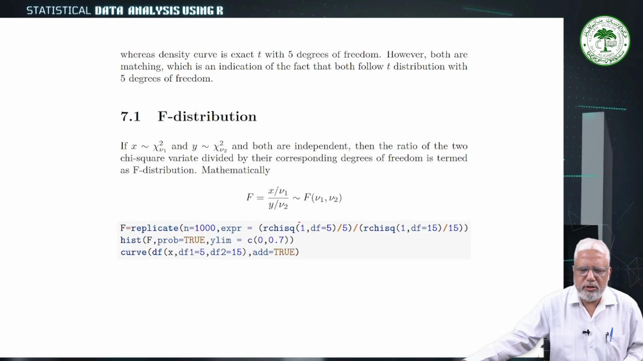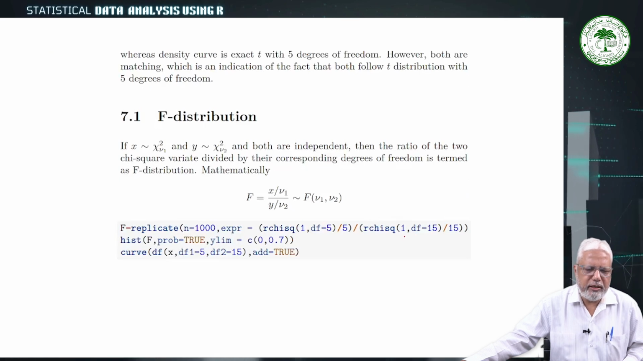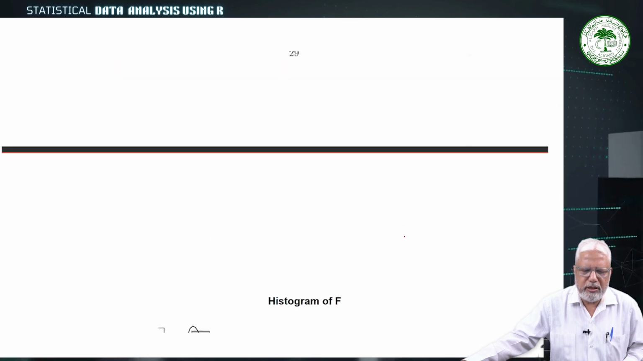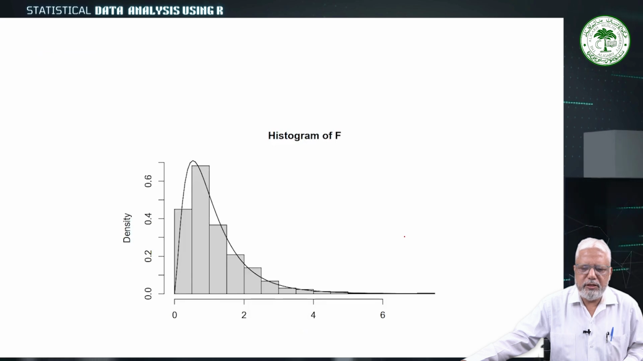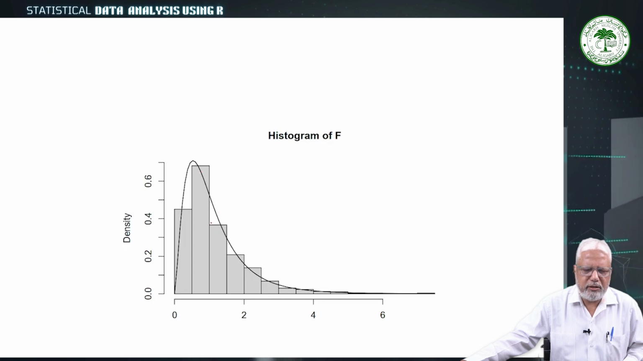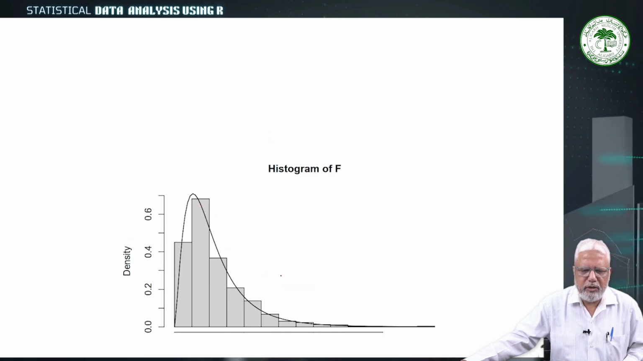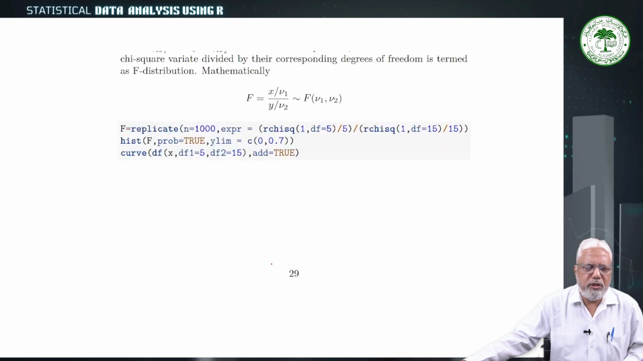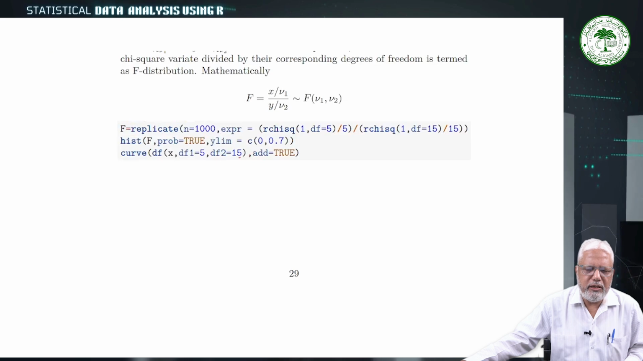This is the F distribution. These are the corrected commands, and this histogram is made on the simulated data, and this curve is the exact F distribution with 5 and 15 degrees of freedom.